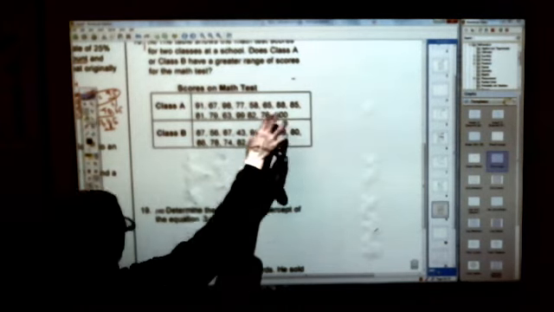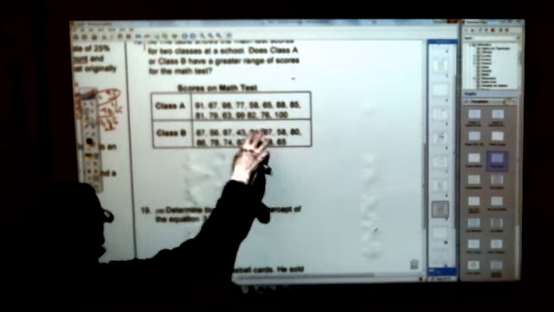Do I really have to do this one, 18? No, because you're just taking the highest number and subtracting the lowest, and the highest number subtracting the lowest. Slope and y-intercept.